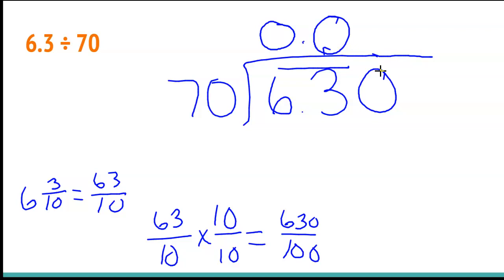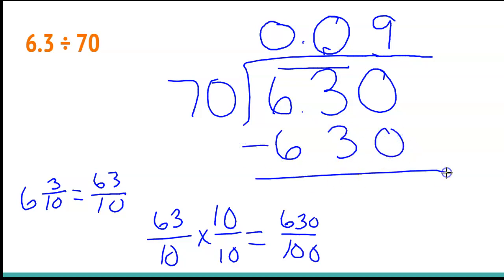Okay, so now I have 630 hundredths divided by 70. I know 63 divided by 7 is 9. And they both have a 0, so it's going to be 9 hundredths. 70 times 9 hundredths is 630 hundredths. And I don't have a remainder.